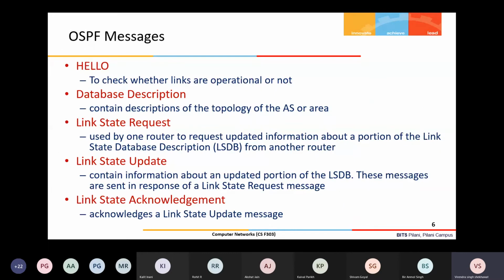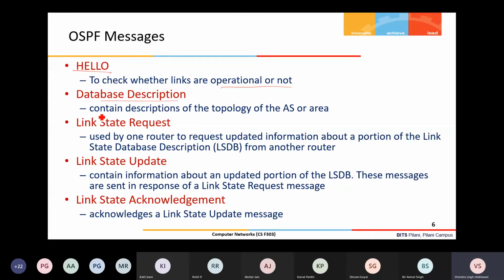So these are the two things, and then these are the OSPF messages. One is the hello message. That is to check whether the link is operational or not, whether the next link is still alive. Suppose that link is not working, or either the node has crashed or the link is cut. So these hello messages are used for checking the activeness of the link, whether the link is still alive or not.